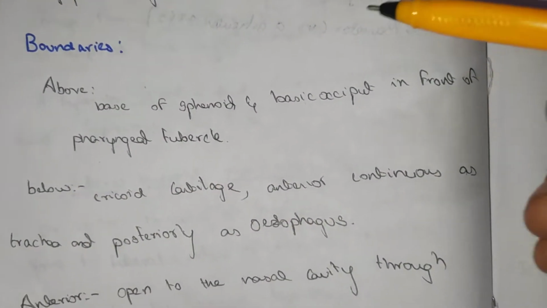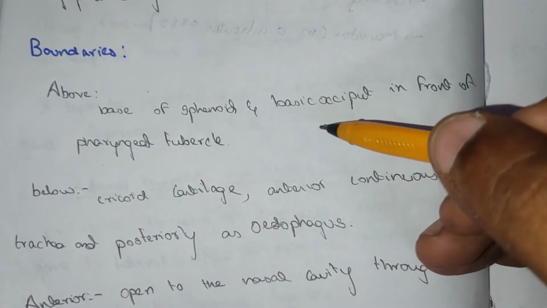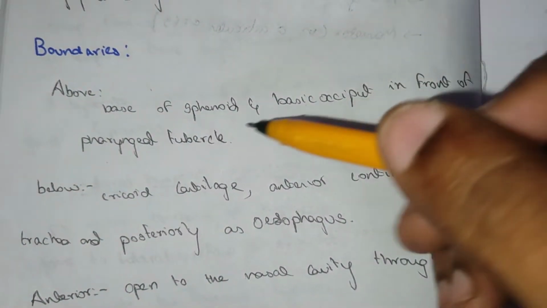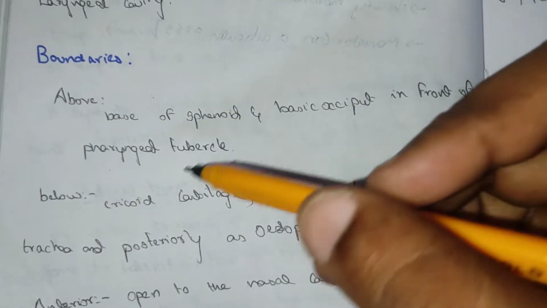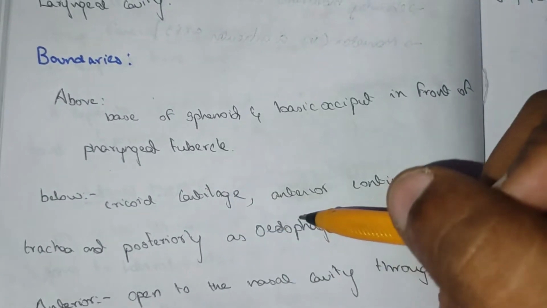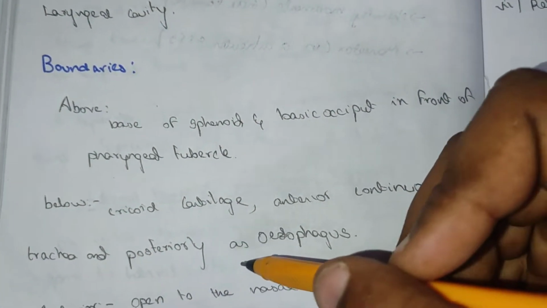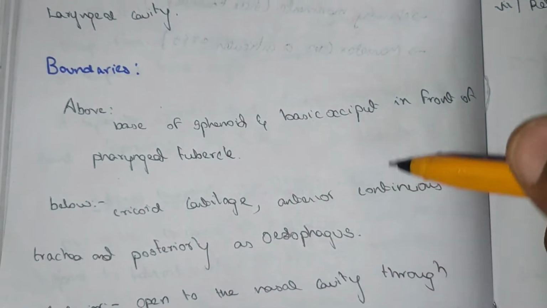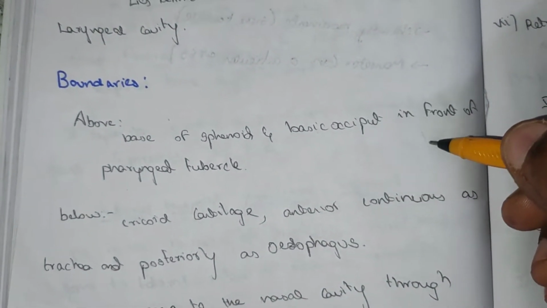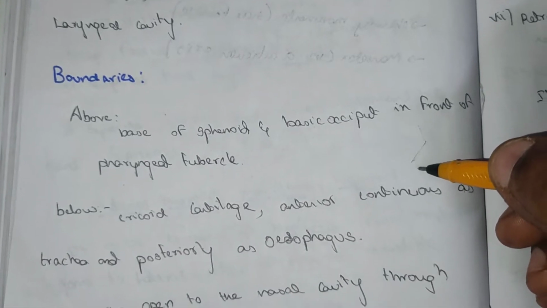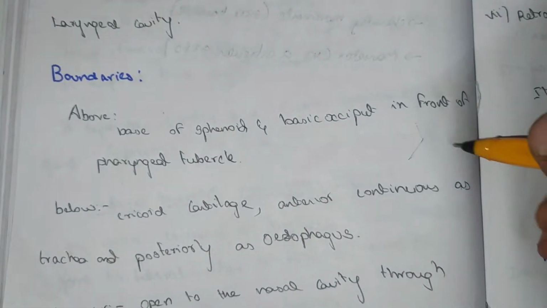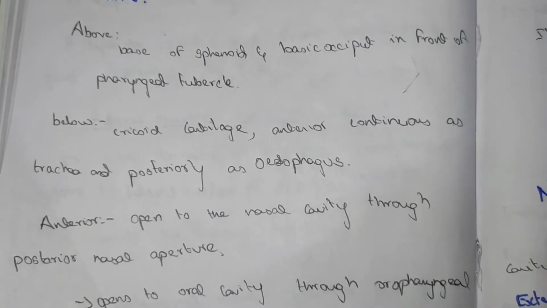Now we will see the boundaries. Above, by the base of the sphenoid or basi-occiput in front of the pharyngeal tubercle. Below, at the lower border of the cricoid cartilage, anteriorly it continues as the trachea and posteriorly it continues as the esophagus.